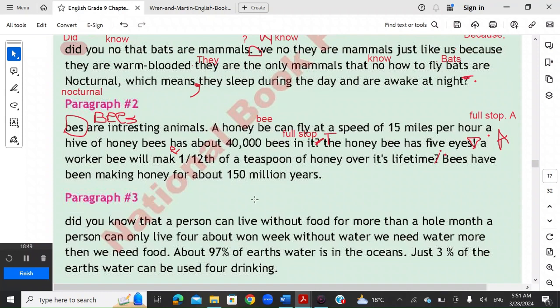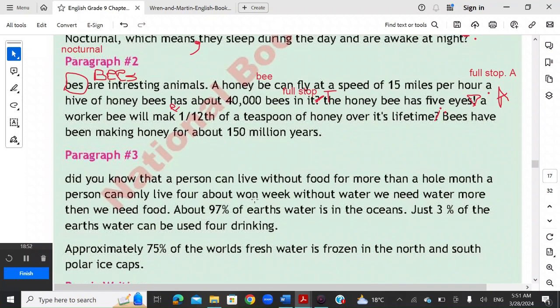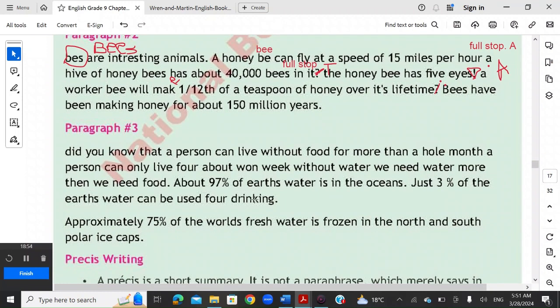Now moving towards the third paragraph. I have not punctuated it. This is your home task to punctuate it. For instance, you are supposed to capitalize the D of did. Did you know that a person can live without food or water for more than a whole month? The spelling of whole is incorrect. It means hole, but the correct spelling will be W-H-O-L-E, whole month. Now you are supposed to put a question mark here because the information has been completed. You are supposed to do it on your own and tell me in the comment section.